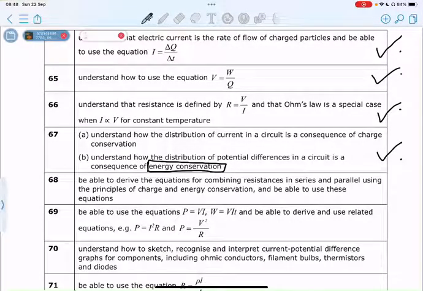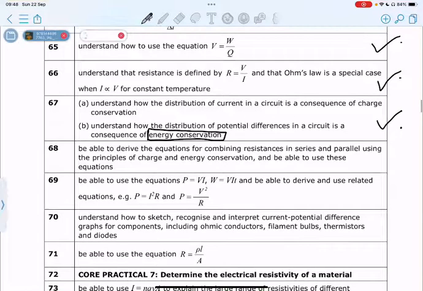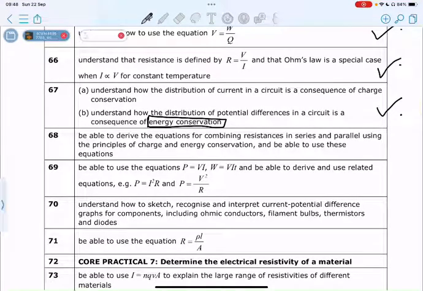Be able to derive equations for combining resistance in series and parallel using the principle of charge and energy conservation. Be able to use these equations. So let's begin with what we mean by these terms.